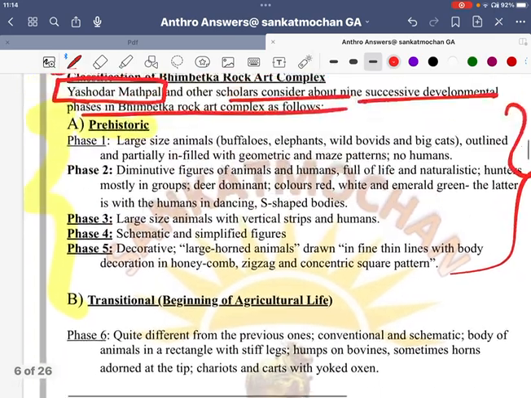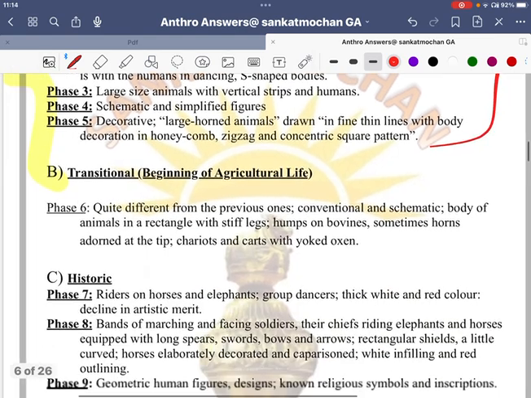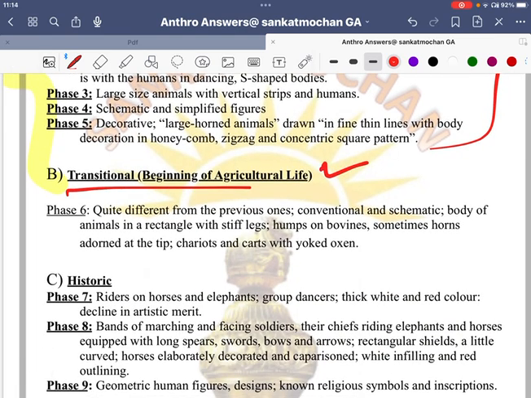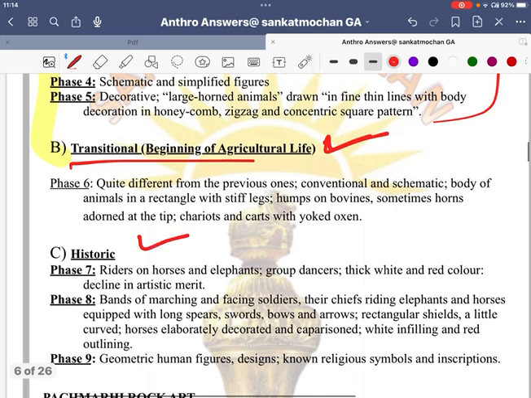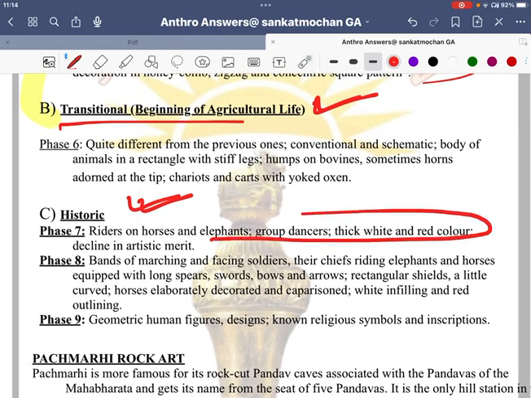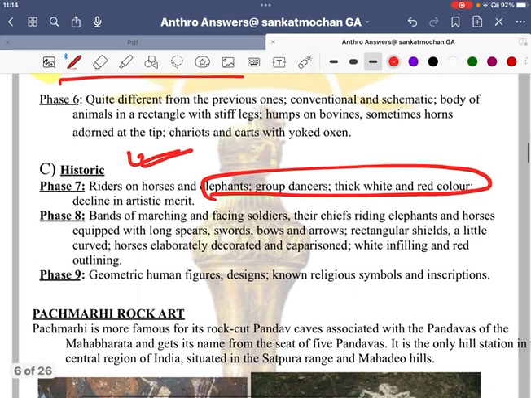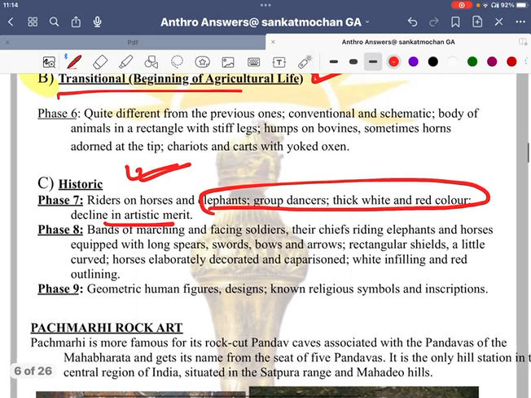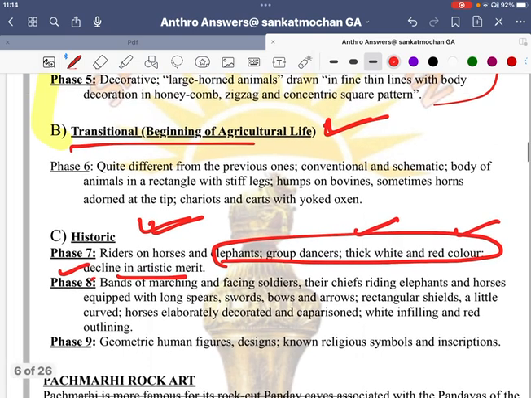Fine. The first phase was prehistoric, the second was transitional or the beginning of agricultural life, and the third was historic. Here, riders on horses and elephants, group dancers, thick white and red color, decline of artistic merit. See, why thick white and red color and decline of artistic merit? Because when you are a good artist, you can show the details in the picture. And when you are not a good artist, what do we do? We just highlight like this. I hope you got it.